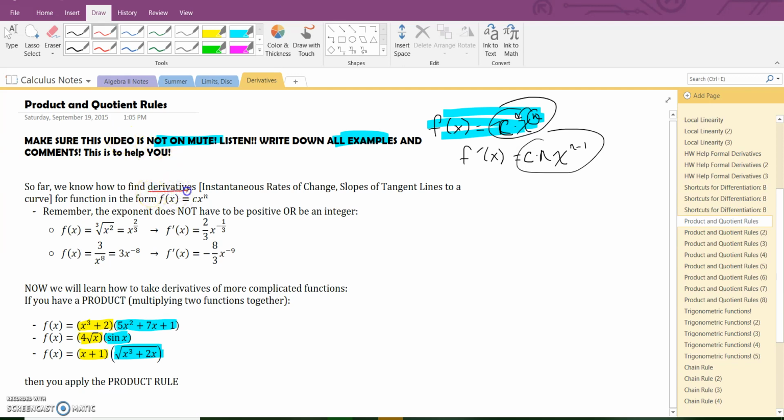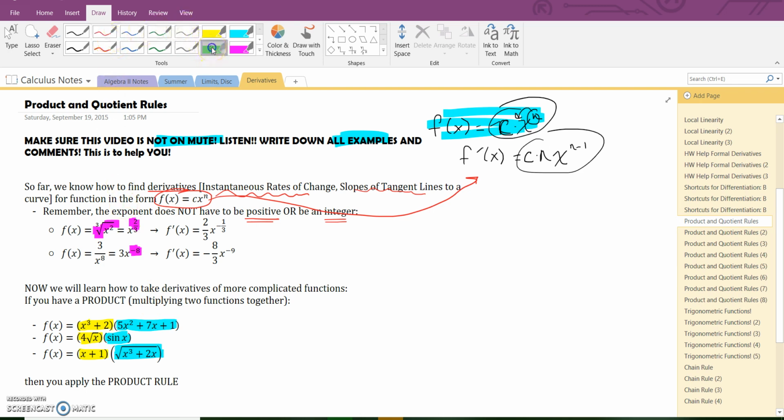So far you know how to find derivatives, which is the same as an instantaneous rate of change or slope of a tangent line, in this form right here, like I wrote over there. So again, the exponent does not have to be positive. It does not have to be an integer. We practiced with ones where you had a radical and you wrote it as a fractional exponent, or whenever we had a denominator and you rewrote it without the denominator by making the exponent negative, and we could still find derivatives in this form with the basic rule. Now we're going to use the product and quotient rules to find even more types of derivatives.